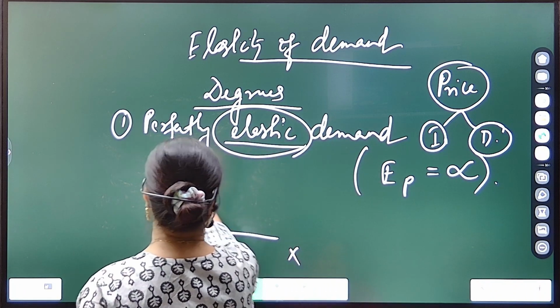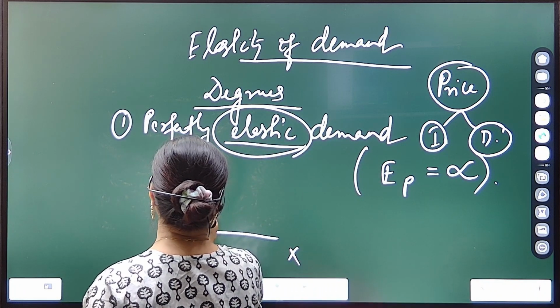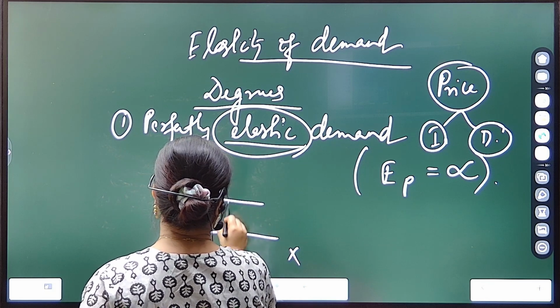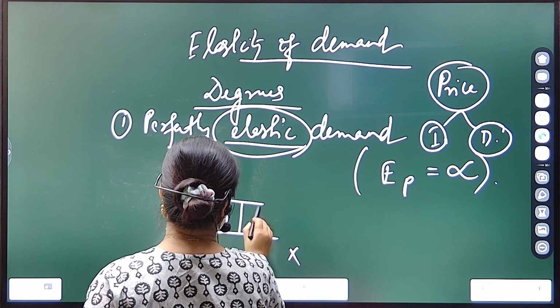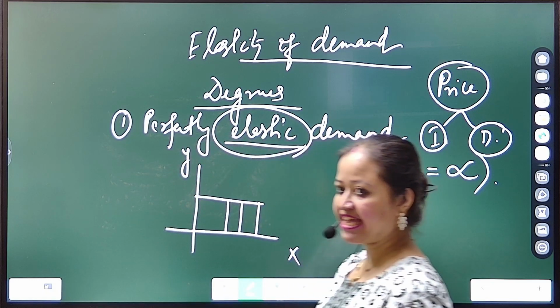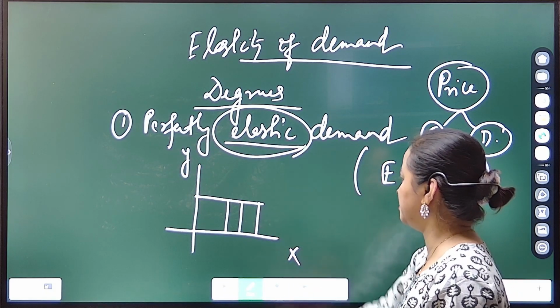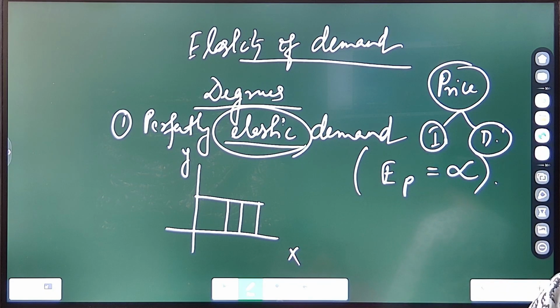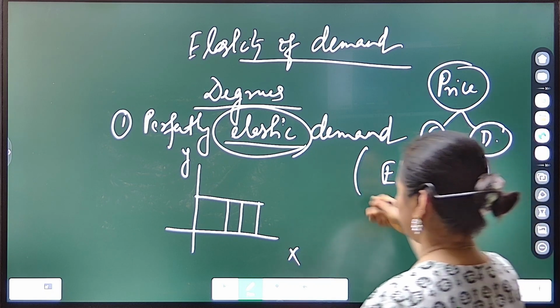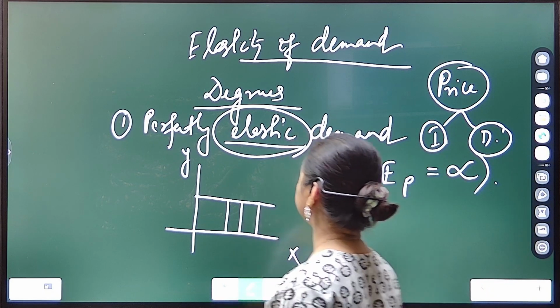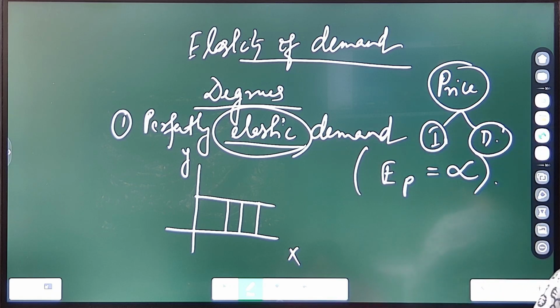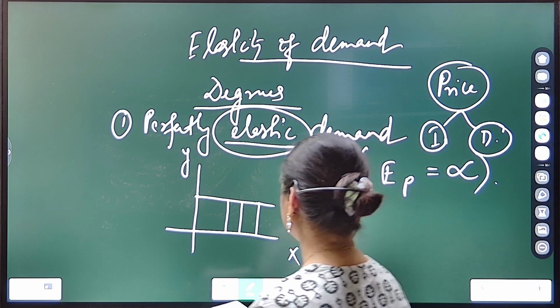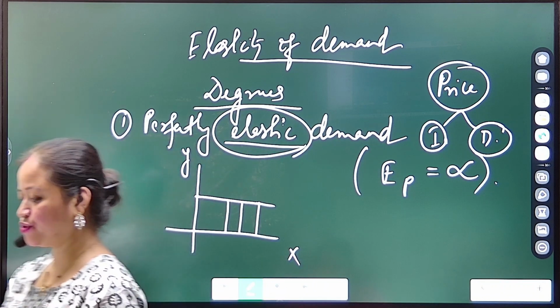So this is your x-axis, this is your y-axis. Price is this. Here, this is earlier demand, next, next. So demand is like this, and your demand keeps increasing. So the demand curve in this case is parallel to the OX axis. Understood?